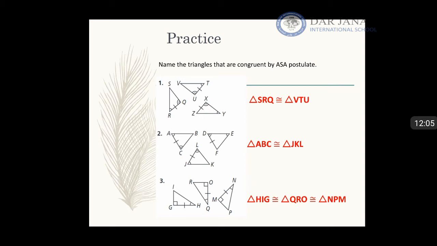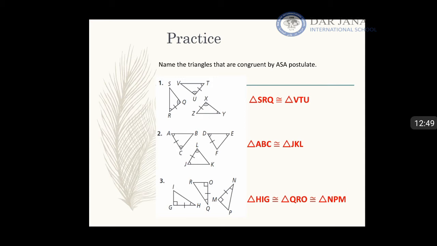We have angle R congruent to angle T, congruent to angle Y. Also, angle Q is congruent to angle U, congruent to angle X. So we have two consecutive angles in the first triangle that are congruent to two consecutive angles in the second triangle, also congruent to two consecutive angles in the third triangle. But side RQ, which is the side included within angle R and angle Q, is congruent to side TU, which is the side also included within angle T and angle U. So side RQ is congruent to side TU, but they're also congruent to side ZX.